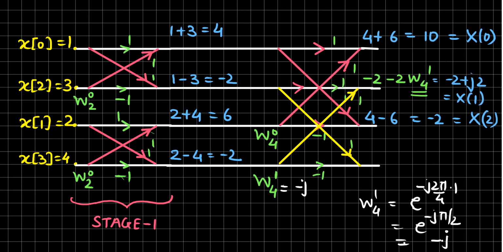And similarly the value that we obtain here would be -2 into -j into -1. So what we have here is -2 minus -2 into -j, which comes out to be -2 minus 2j.